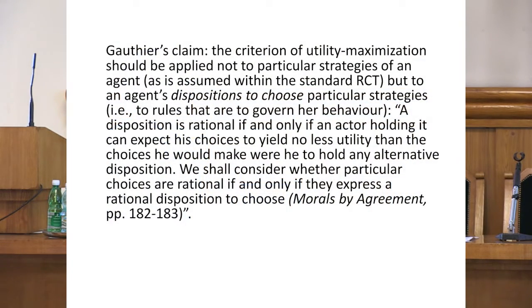His claim is that this criterion should be applied not to particular strategies of an agent, as is assumed in standard rational choice theory, but to an agent's dispositions to choose particular strategies. By dispositions, he means, in fact, certain rules that may govern the behavior of an agent. And his claim is that a disposition, a rule, is rational if and only if an actor holding it can expect his choices to yield no less utility than the choices he would make were he to hold an alternative disposition.